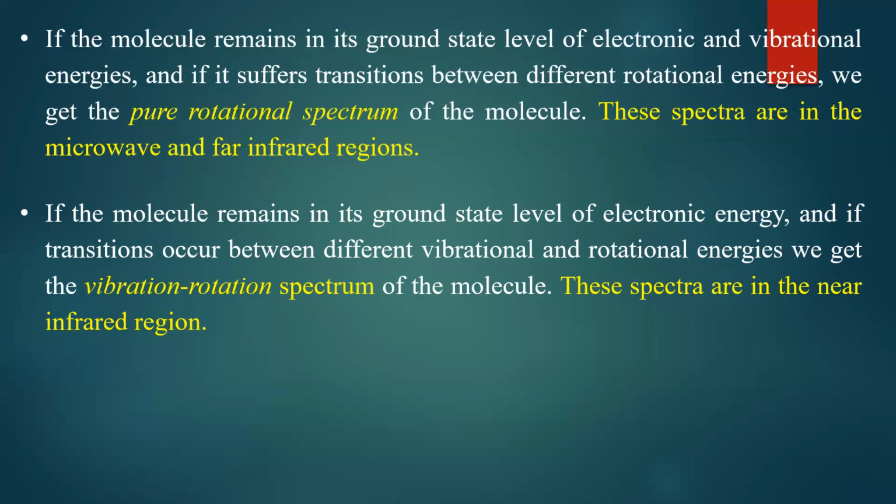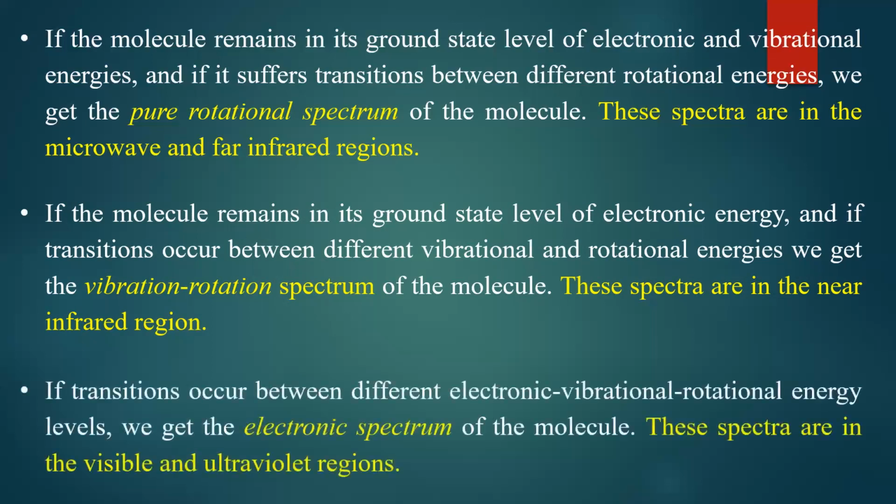This vibrational spectra is observed in the infrared region of the electromagnetic spectrum. If the transition occurs between different electronic, vibrational, and rotational energy levels, if all energies are considered, then we'll get the electronic spectrum of the molecule.